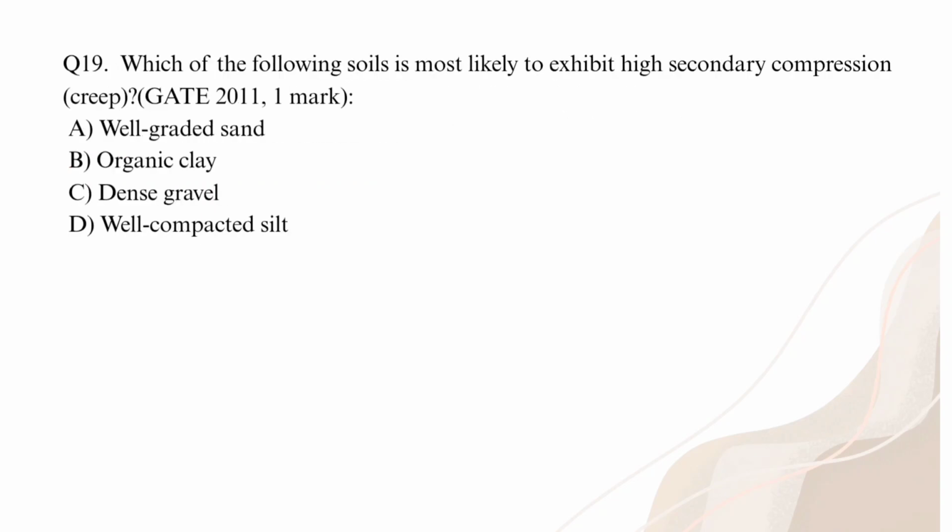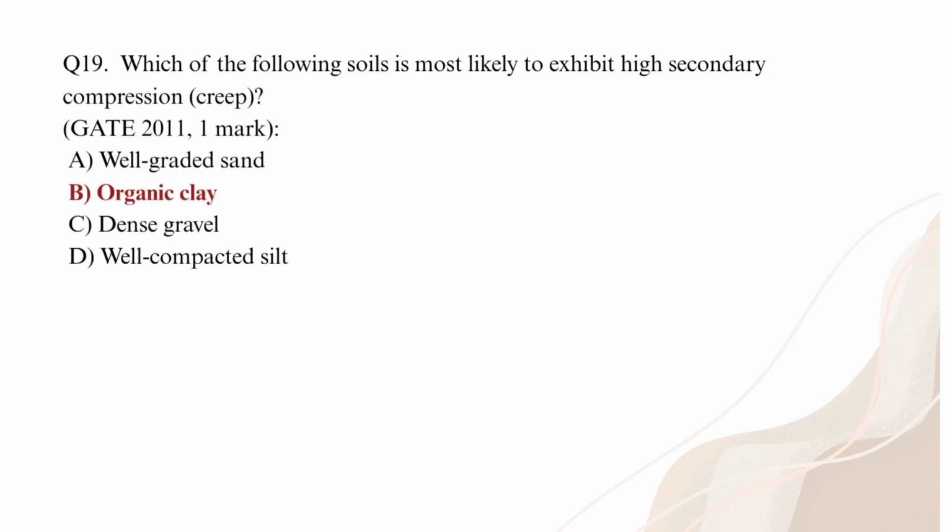The next question: which of the following soils is most likely to exhibit high secondary compression, that is creep? Options: A, well graded sand; B, organic clay; C, dense gravel; and D, well compacted silt. And the correct answer is option B, that is organic clay.